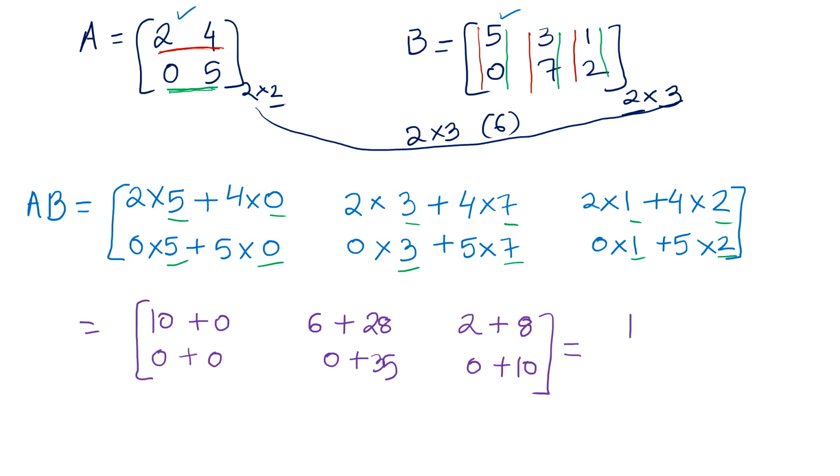10 plus 0 is 10. 28 plus 6 should be 34. 2 and 8 should be 10. That should be 0. Should be 35. That should be 10 again. So that is our matrix AB, and you can see that the number of rows is 2, the number of columns is 3, so that's a 2 by 3 matrix.